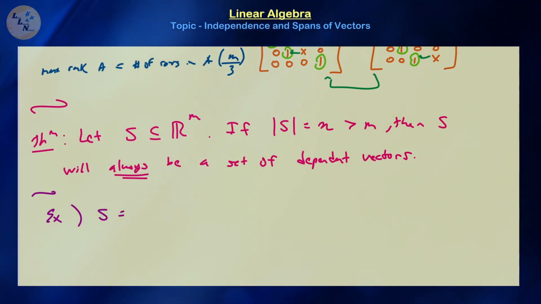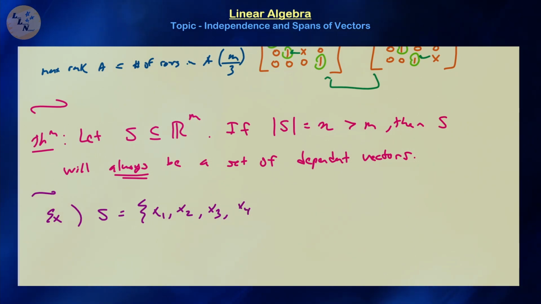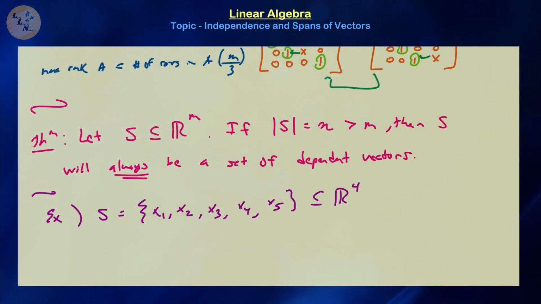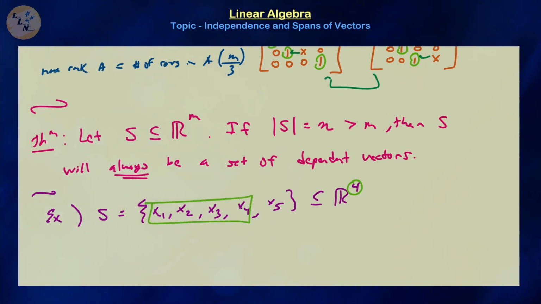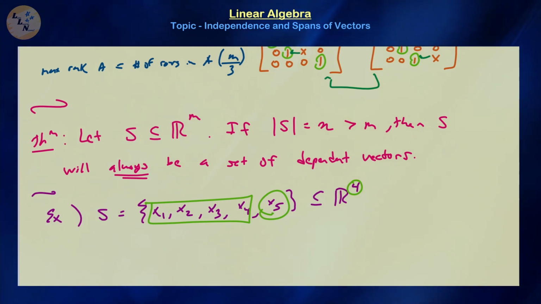So let's just illustrate that with an example. Suppose I have S equal to x1, x2, x3, x4, x5, and let's assume that all of these come from the vector space R4. Notice that I have 5 vectors. In the most ideal case, since I'm sampling from R4, the maximum number of rows in each of these vectors is going to be 4. So we can take without loss of generality, for example, that the first 4 vectors are independent from each other. That means vector 5 must be dependent on at least one of the other vectors, and therefore that is a dependent set. Right?